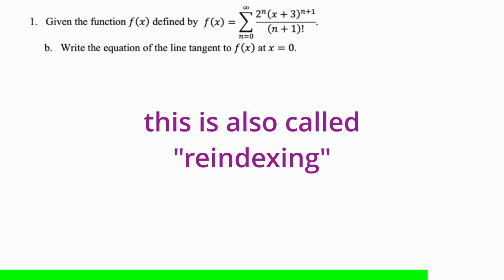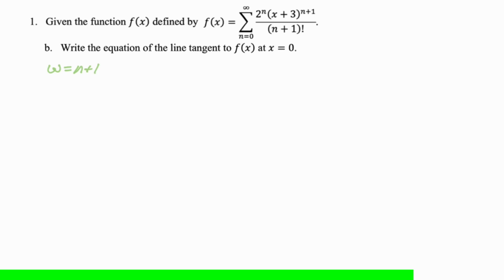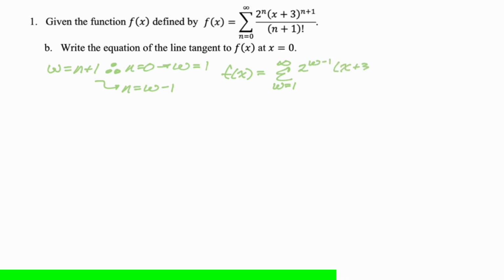I think this is e to the x somehow. So I'm going to make what I'm going to call a w substitution. W is n plus 1. If that's the case, then we know that when n is equal to 0, w is equal to 1. And furthermore, we know that n is w minus 1. So I'm re-indexing this thing. Instead of using n, I'm going to use w. W starts at 1, and then we'll get 2 to the w minus 1 because it was 2 to the n, times x plus 3 to the w over w factorial.